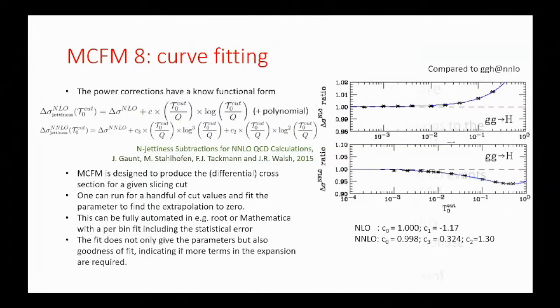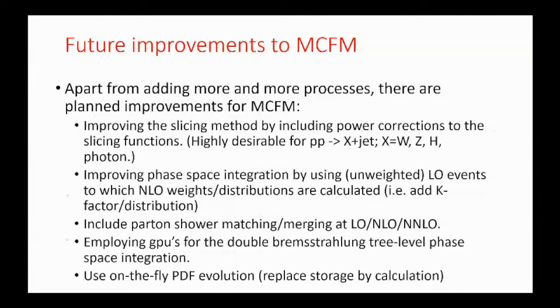I'll skip this for time reasons. We go to what we are planning for MCFM. So apart from adding more and more processes, there are many planned improvements for MCFM. One improvement is this slicing method itself. We had all these power corrections, and you had to worry about how small you choose this slicing parameter. This can be improved by actually including more of these power terms analytically.